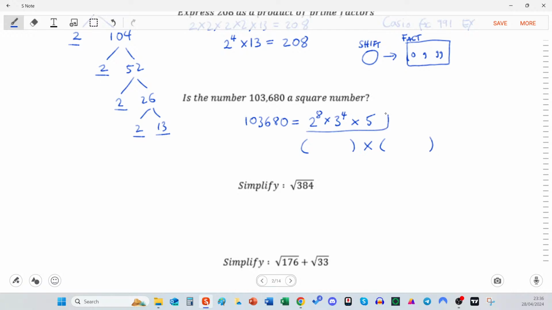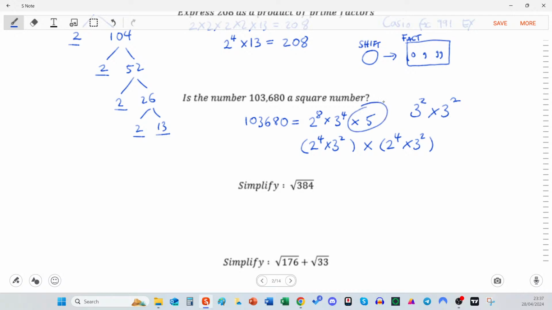Now, using the prime factors, I can see that there's 2 to the 4, because this 2 to the 8 can be split to be 2 to the 4 times 2 to the 4. So we've got a halving there. One can go in each bracket. The 3 to the 4 is good too, because that's 3 squared times 3 squared. So we can put a 3 squared in both. Currently, we do have a square number, because we have one number here and the same number here multiplying together.